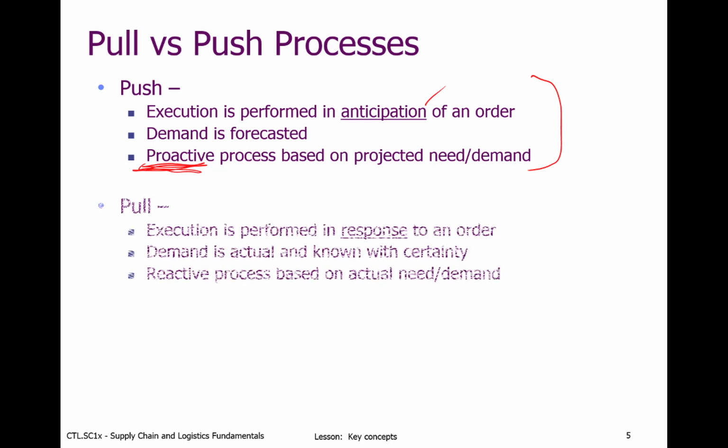You can contrast this with a pull system, and this is where I make the sandwich to order. So someone comes in, and in response to that order, I make the sandwich. Demand is known because someone actually placed the order. It's known with certainty, and it's reactive. I only do this when they come in, and then I have to start the whole process.